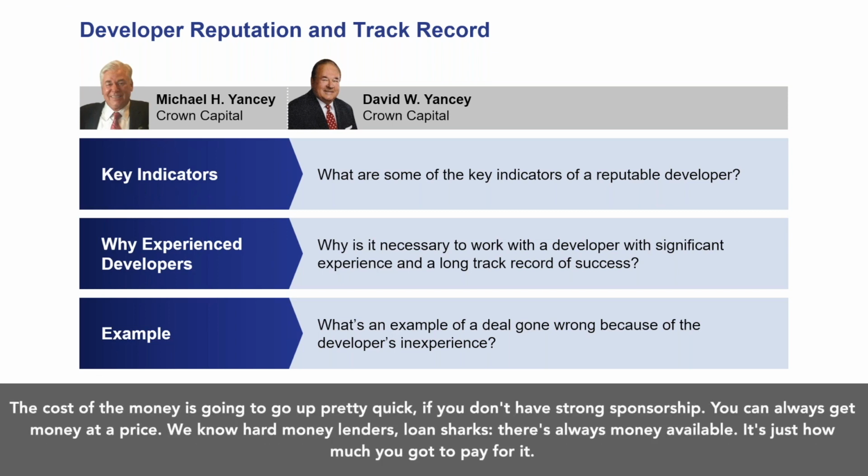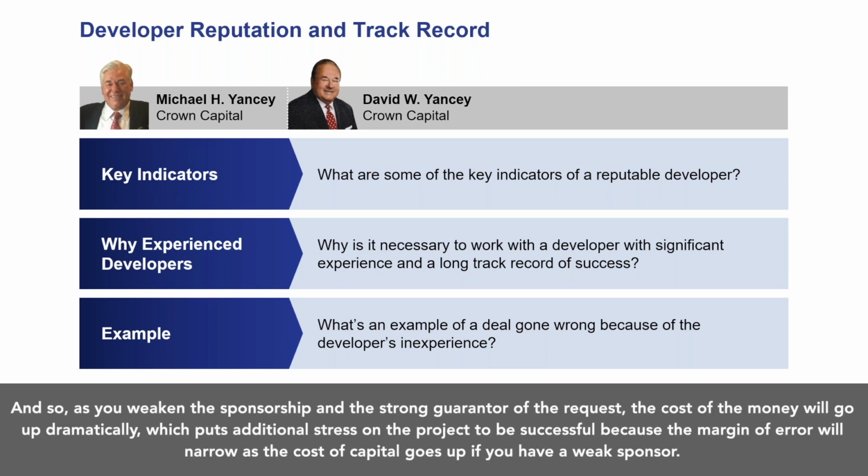Very much so. The cost of the money is going to go up pretty quick if you don't have strong sponsorship. Yeah, you can always get money at a price. We know hard money lenders, loan sharks, there's always money available. It's just how much you've got to pay for it. And as you weaken the sponsorship and the strong guarantor of the request, the cost of the money will go up dramatically, which puts additional stress on the project to be successful, because the margin of error will narrow as the cost of capital goes up if you have a weak sponsor.